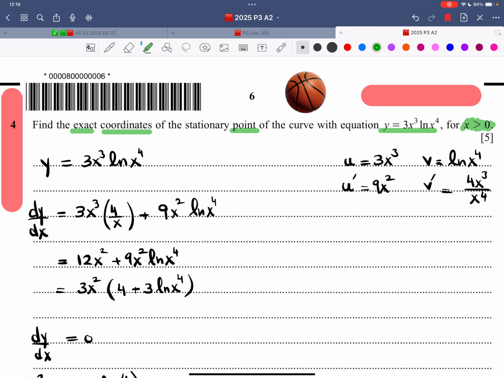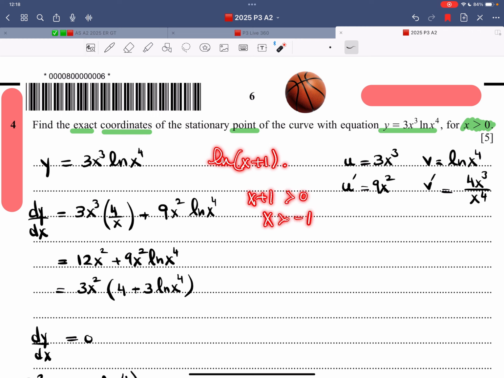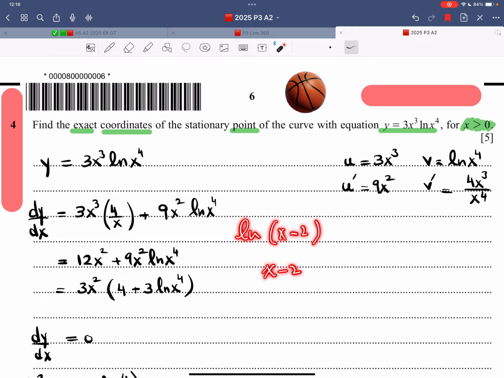Remember, in the live stream, I explained that any value of x which will make it undefined, you have to write this caution. So ln only exists for positive values, therefore x should be greater than 0. If it was ln(x + 1), we would say x + 1 greater than 0, x is greater than negative 1. If it was ln(x - 2), we would say x - 2 is greater than 0, x is greater than 2. So this thing always is there.